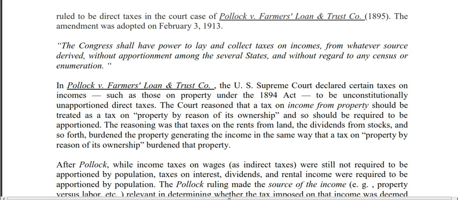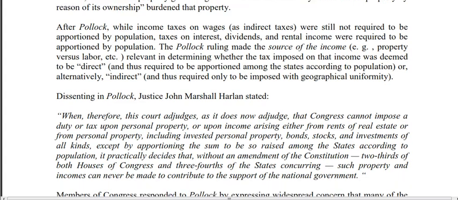The reasoning was that taxes on rents from land, the dividends from stocks, and so forth burden the property generating the income in the same way that a tax on property by reason of its ownership burdened that property. After Pollock, while income taxes on wages as indirect taxes were still not required to be apportioned by population, taxes on interest, dividends, and rental income were required to be apportioned by population. The Pollock ruling made the source of the income, ergo property versus labor, etc., relevant in determining whether the tax imposed on that income was deemed to be direct, and thus required to be apportioned among the states according to population, or alternatively indirect, and thus required only to be imposed with geographical uniformity.